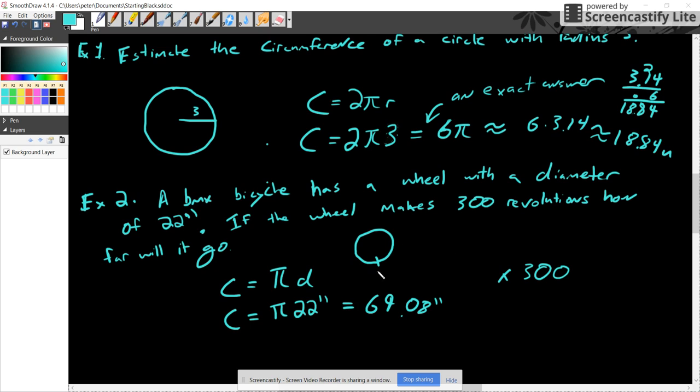So if this goes around on the ground 300 times, 69.08 times 300 is approximately equal to 20,700 inches, which is approximately equal to, I divide this by 12, this is inches per foot, approximately 1,700 feet.